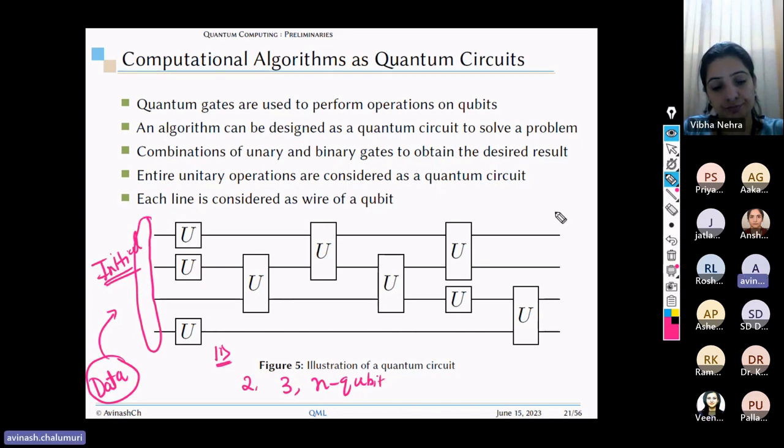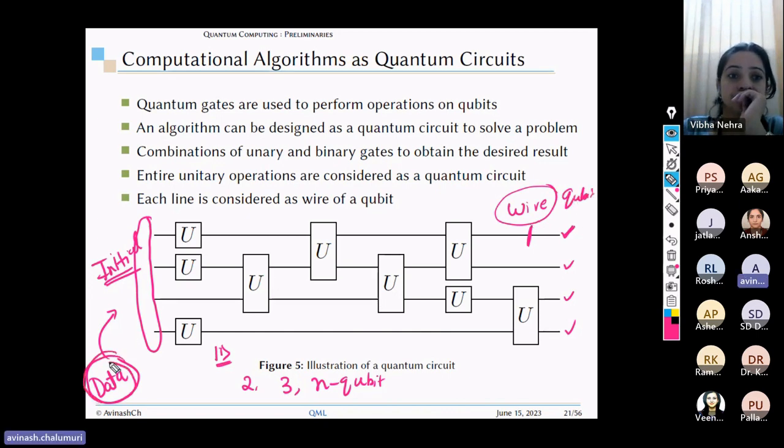Now in this circuit, you can see 4 wires. By the way, this is considered a quantum circuit, where each line is represented as a wire and each wire corresponds to a qubit.